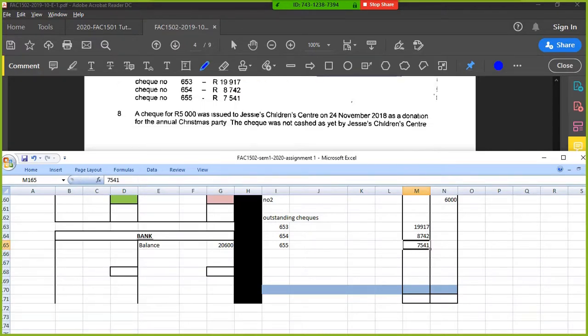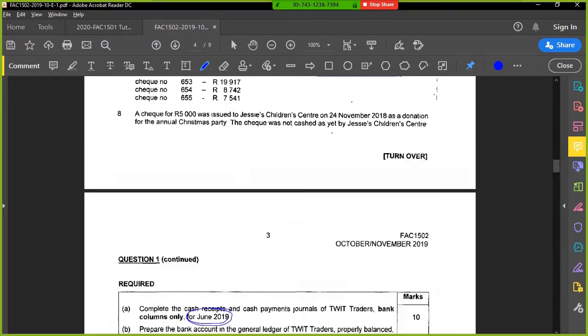Okay, the last one. A check for 5 was issued to Jesse's Children's Center on 24 November as a donation for the Christmas party. The check was not cashed as yet by Jesse's Children's Center. So reconcile. Yes, outstanding check. What is it? 5. Okay, was there anything else?